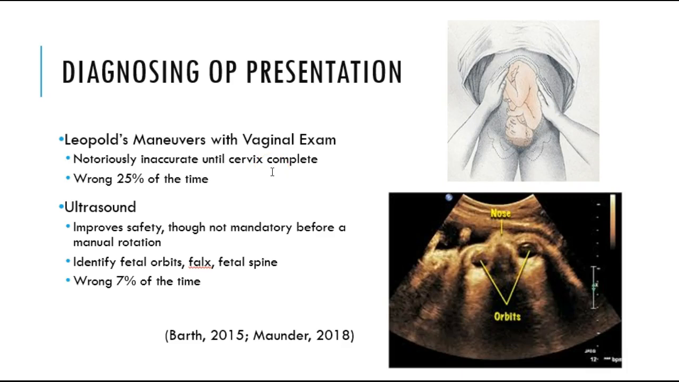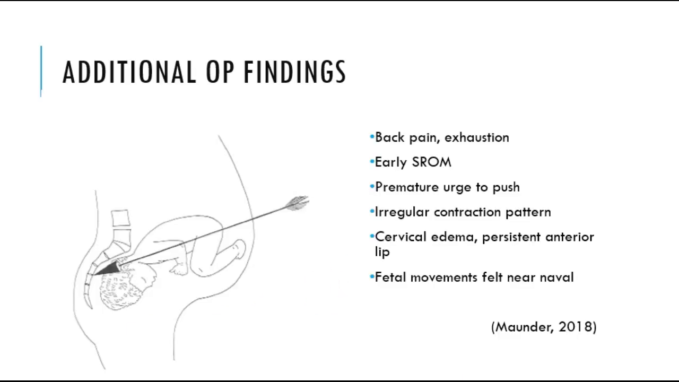On ultrasound, they're wrong 7% of the time, so it's going to be more accurate. And basically, these are the three things you're looking for. So we don't have to train you in ultrasound, but you can see here the main identifier you're looking for is where you're seeing the baby's eyes, and lining that up with where you're seeing baby spine.